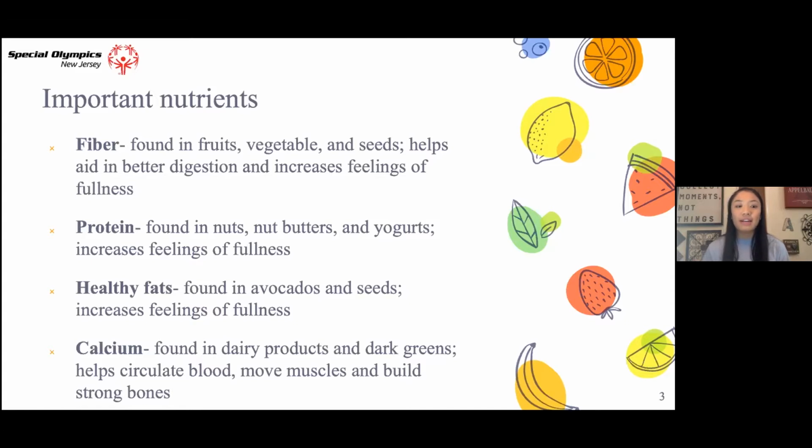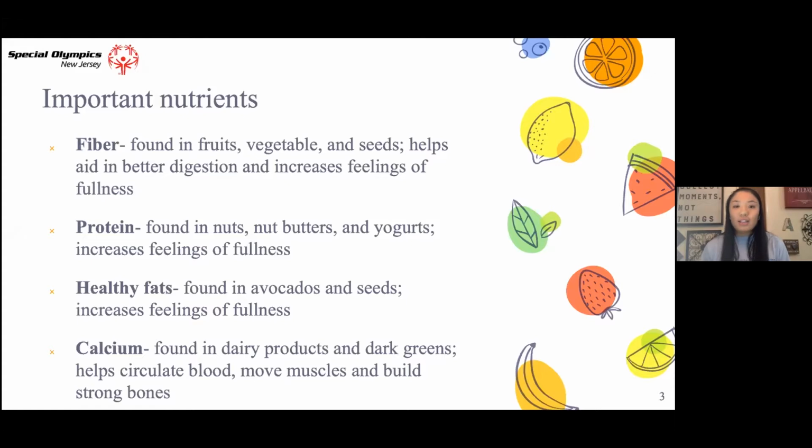Protein is found in nuts, nut butters, and yogurts. With protein, it's always an essential thing to have in meals and snacks because, again, it is another nutrient that increases fullness. Things like nuts, like almonds or peanuts, are commonly used, and nut butters may include things like almond butter or peanut butter, which in the smoothies we have today, we're actually going to be using both of them in 2 different smoothies. And then with yogurt, especially Greek yogurt, which is usually thicker, it has a lot of protein in it as well, which can serve to keep you fuller longer.